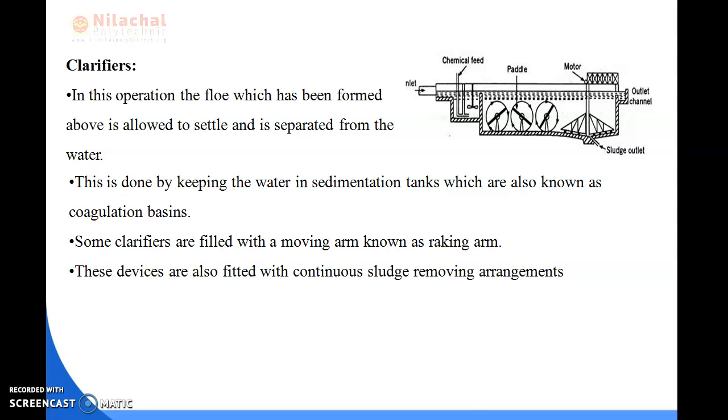In this operation, the floc which has been formed above is allowed to settle and it is separated from the water, and this is mainly done by keeping the water in a sedimentation tank known as a coagulation basin, and some clarifiers are fitted with a moving arm known as a raking arm, and these devices are also fitted with continuous sludge removing arrangements. So this is all about clarifiers, and this is a diagram of a clarifier.